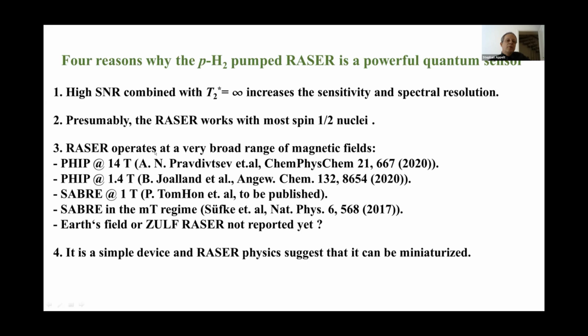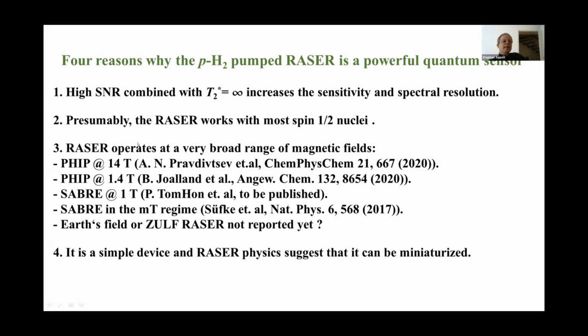Third, the RASER operates at a very broad range of magnetic fields, and we have shown a few examples. The first one was a PHIP RASER at high field, 14 Tesla, from RWTH, a nice paper. Then from Baptiste Joalland, a PHIP RASER at 1.4 Tesla in Angewandte Chemie. Then SABRE from TomTom, we saw a minute ago, a 1 Tesla RASER, operating then in our group, my group, we showed the millitesla, the first RASER at all in the millitesla regime.